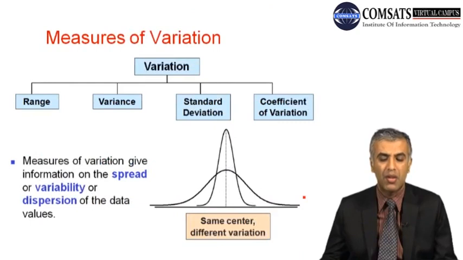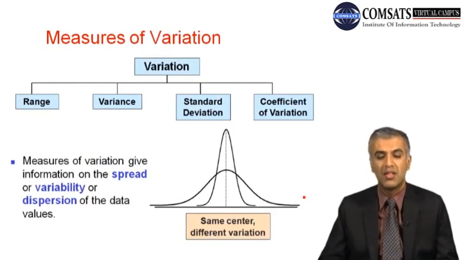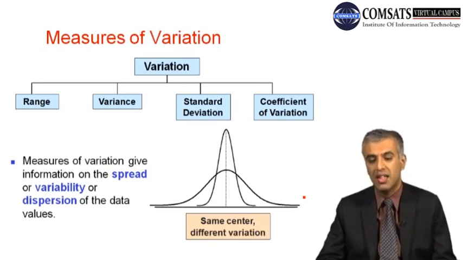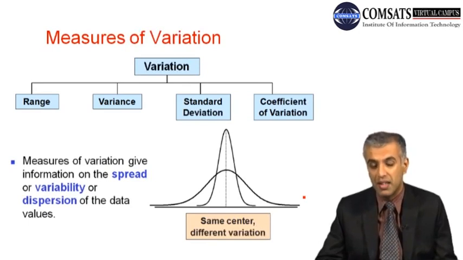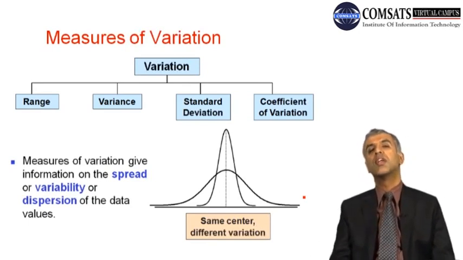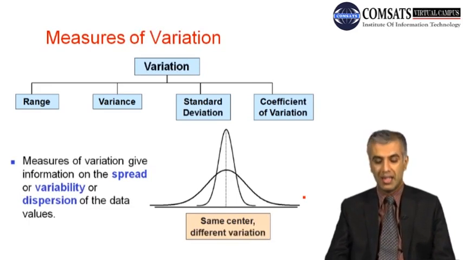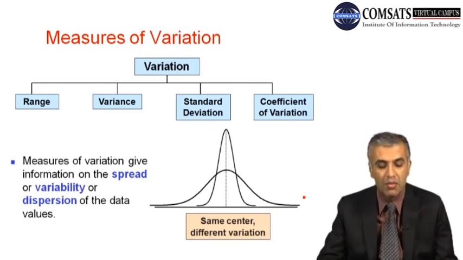Again, another important issue is related to measures of variation. In this case, we can see that there are four most important ones. The first is the range, the second is variance, then we have standard deviation and coefficient of variation here. Now, these are the real true measures which give us real information about the nature of data and how much the data is spread around its mean.